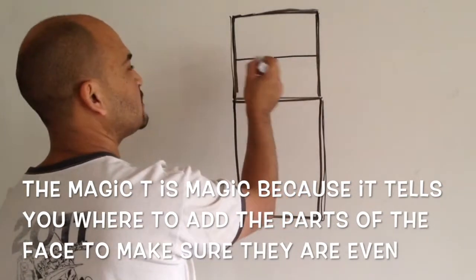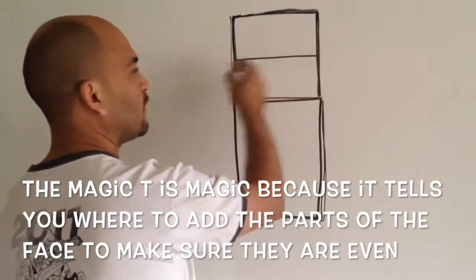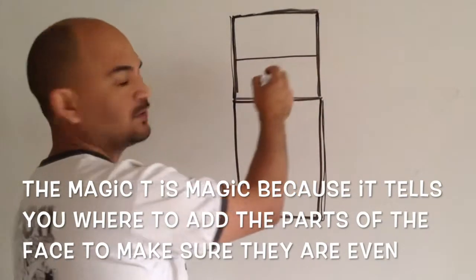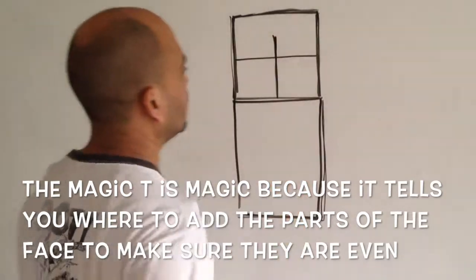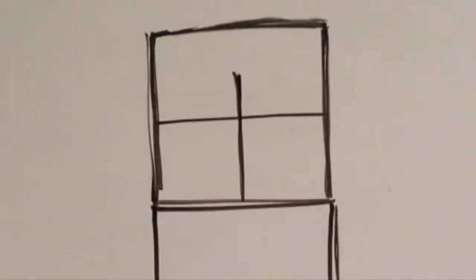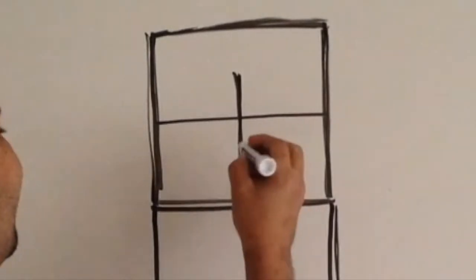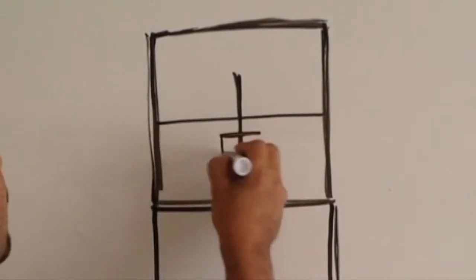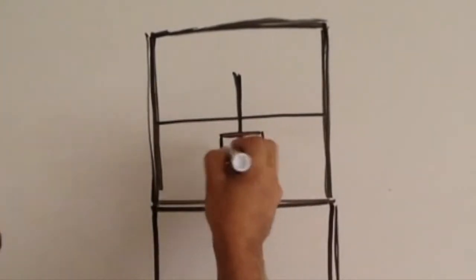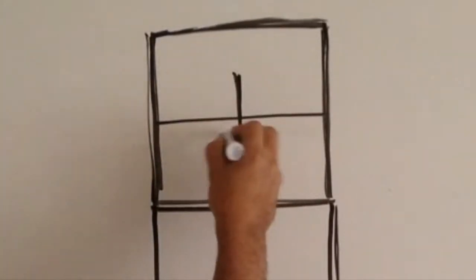So we're going to place our magic T by drawing the across line right in the center. And then we're going to draw that right down the middle. You got our magic T there. Awesome. Now what we're going to do is draw the nose first. And the nose is just a rectangle. And see, we put that magic T line right dead center.